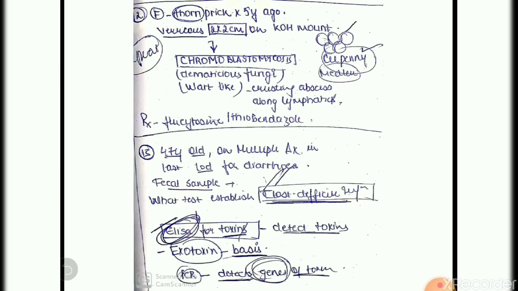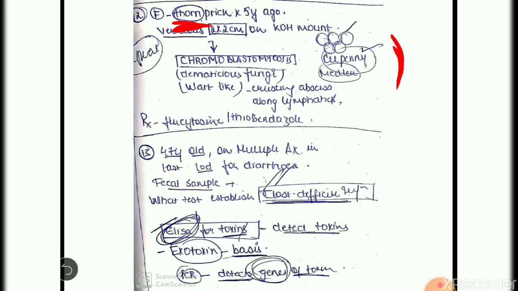The next question, thorn. So from the thorn, it comes to our mind, okay, it can be Sporothrix or it can be chromoblastomycosis, but they have given the second hint of copper penny. Very important, chromoblastomycosis, which is a muriform fungus, right?